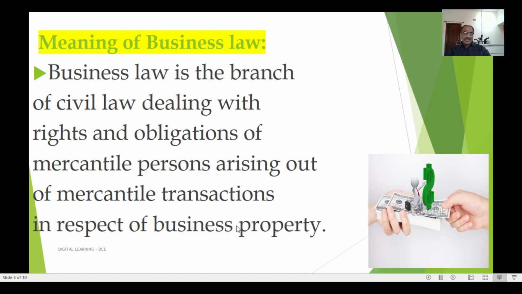How to legally protect the business property of the mercantile persons is also mentioned in the business law. This is about the meaning of business law. It is clearly mentioned in the meaning of business law what the role of business law is and how it is important for the business people or mercantile persons. So it is very important for all the business people to observe, verify and follow the law relating to the business.